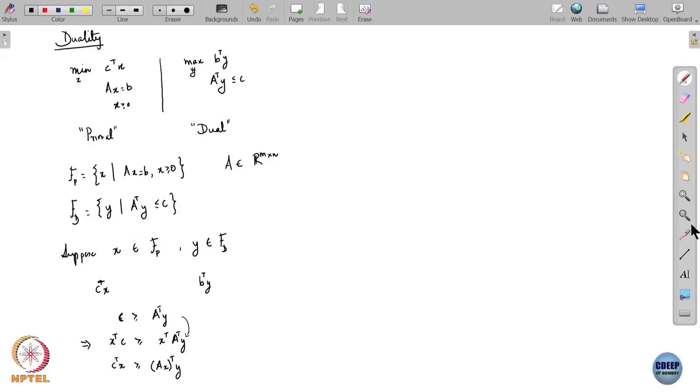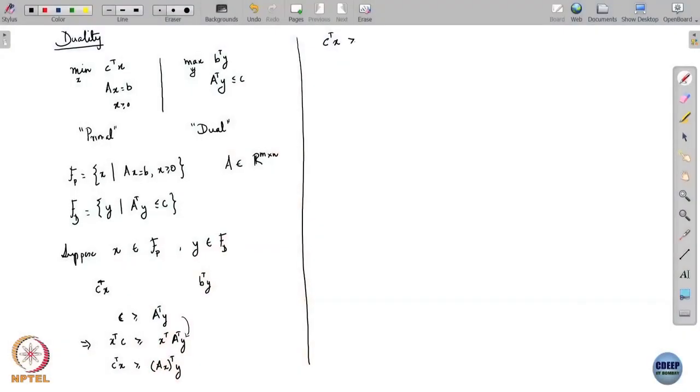Now, I make my other observation. Again, my x belongs to Fp, which means Ax is actually equal to b, since x belongs to Fp. So, what this means is, c transpose x is greater than or equal to b transpose y.